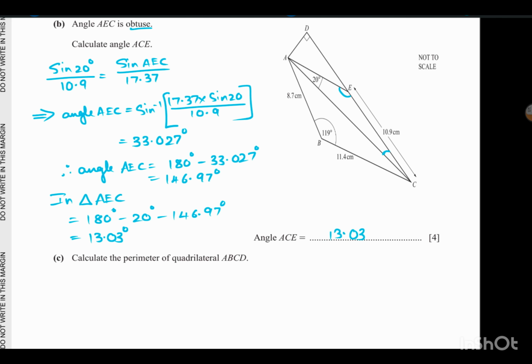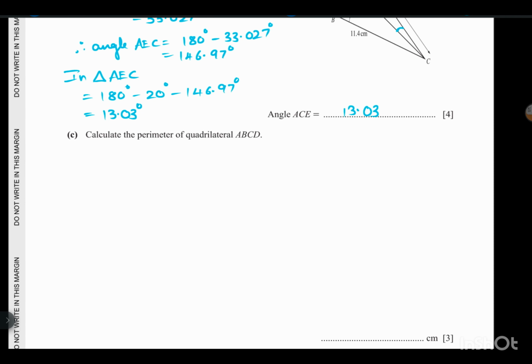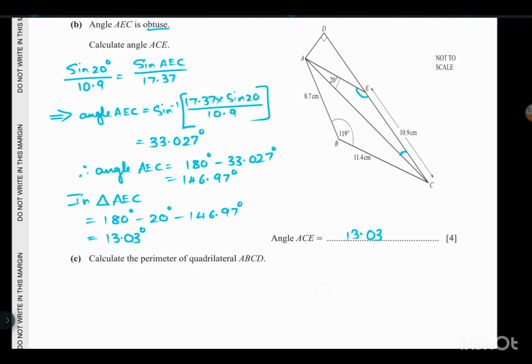Next question. C. Find the perimeter of the quadrilateral. To find the perimeter, we already know the first side here, we know this side, we know this side, we know this side. We don't know this value and we don't know this value. We need to find AD and we need to find DE. Separately DE cannot be found out. So let us find out DC using triangle ADC. That is also a right triangle. So using triangle ADC, we'll find out AD and we'll find out DC.